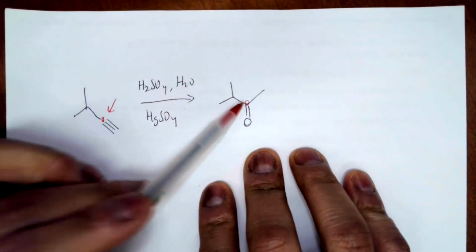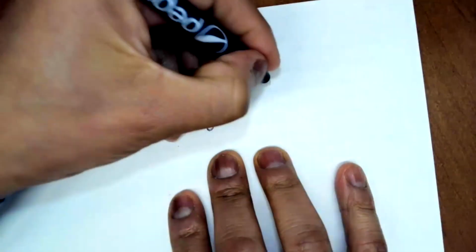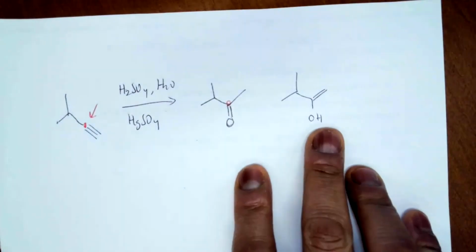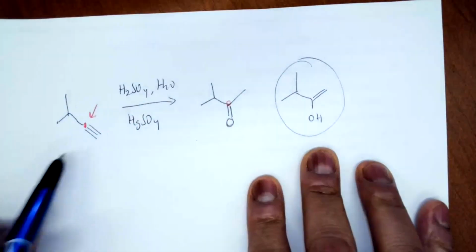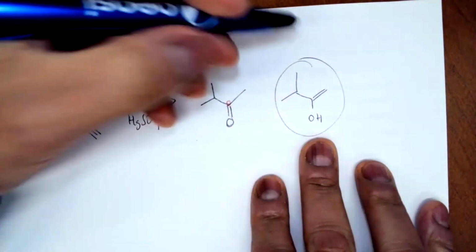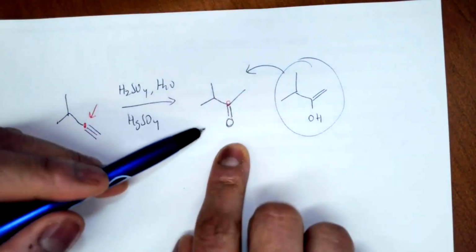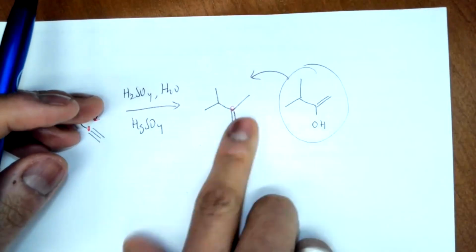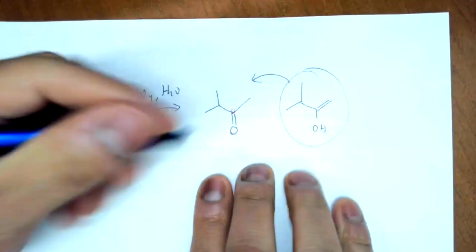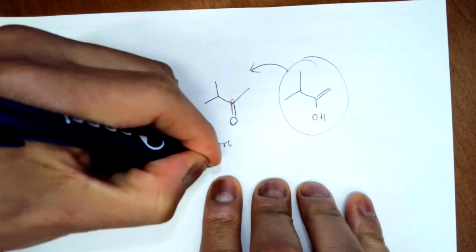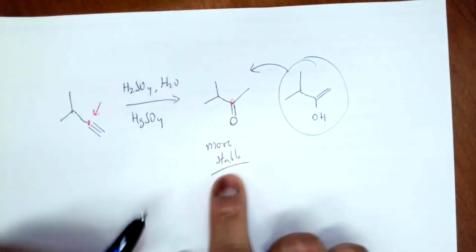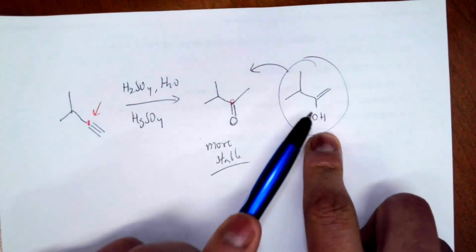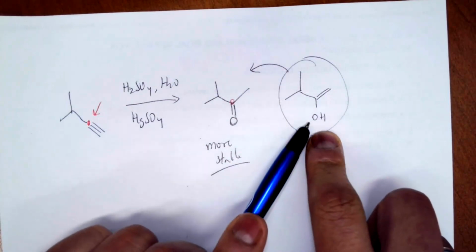Is that the real product? No, the real product is the enol. That's the enol. But as we know, the enol is not stable. The enol will get converted to the keto form. So really, should I show this or should I show this? You should show this. This is more stable. Is it wrong if I show this? No, it is not wrong, but you will get points off because the enol is not the most stable form.